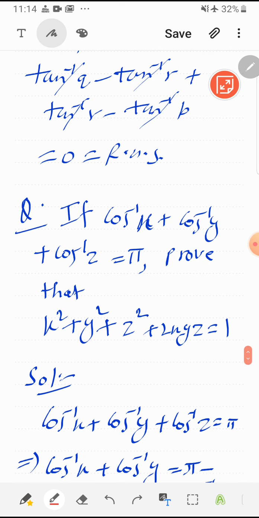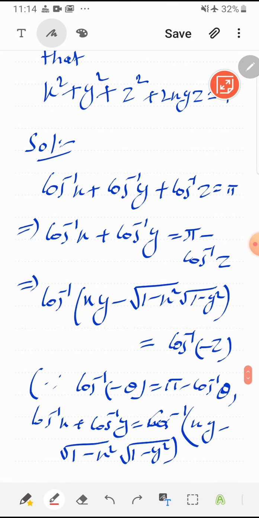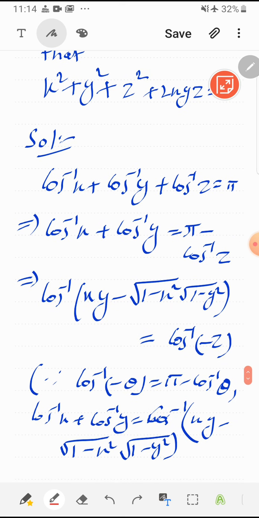Next question: if cos inverse x plus cos inverse y plus cos inverse z is equal to pi, prove that x square plus y square plus z square plus 2xyz is equal to 1. For this, cos inverse x plus cos inverse y is equal to pi minus cos inverse z. This step is very important. Now we know that cos inverse of minus theta is pi minus cos inverse theta, so that is why I am writing this as cos inverse of minus z, and cos inverse x plus cos inverse y is also a standard relation, so I am writing that value from the formula.